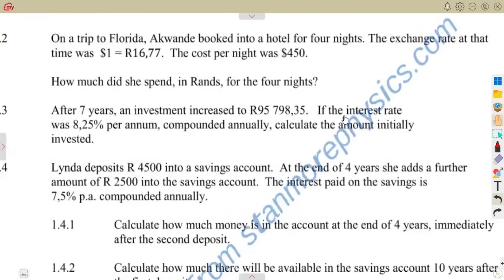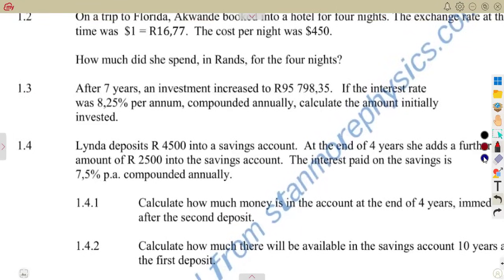If you check here, 1.3, this statement: if the interest rate was 8.25 per annum, they did not end there. Then they are saying compounded annually. It means you now have compound interest. This one, you answer it using the compound interest formula.